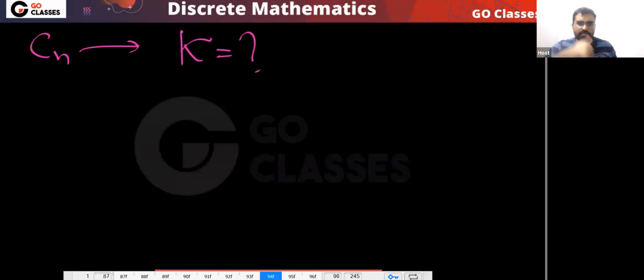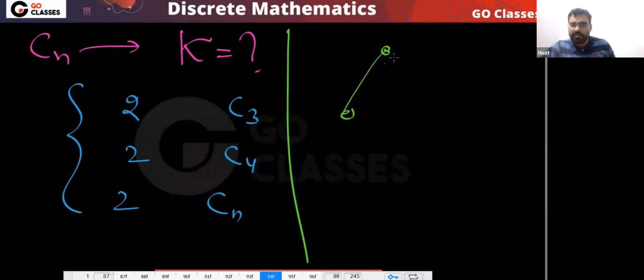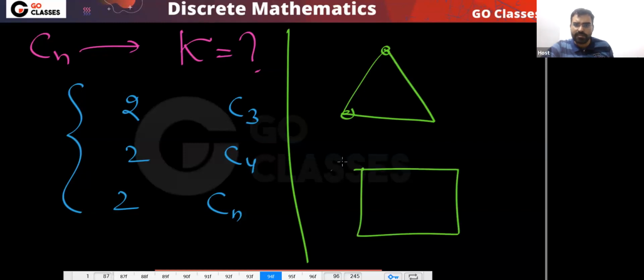For Cn, what is the kappa? What is the connectivity number for Cn? If you have C3, then the connectivity number is 2. If you have C4, then the connectivity number is 2. So for any Cn, the connectivity number is 2, whatever Cn you take.